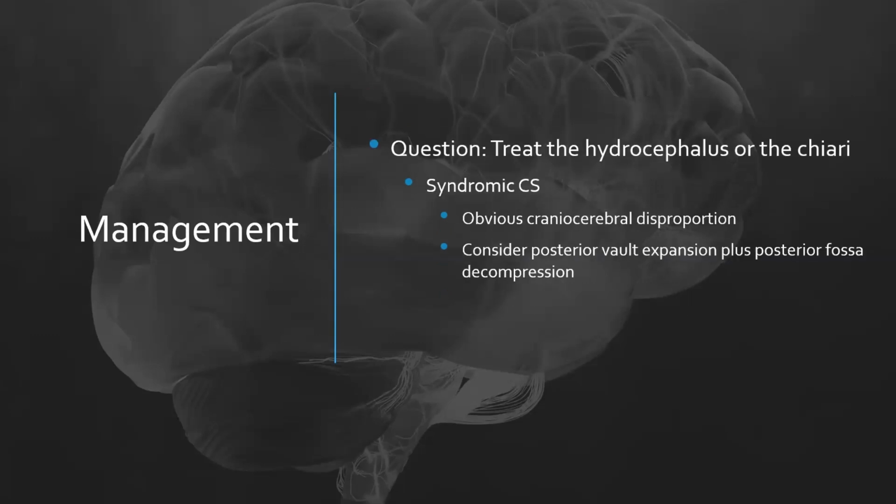Now, the one exception to think about is syndromic craniosynostosis. When there's an obvious craniocerebral disproportion in these patients, do you treat the hydrocephalus or Chiari? And I would say most would say consider vault expansion in infants and posterior fossa decompression before you manage the hydrocephalus, because the hydrocephalus helps you with expanding volume, essentially.